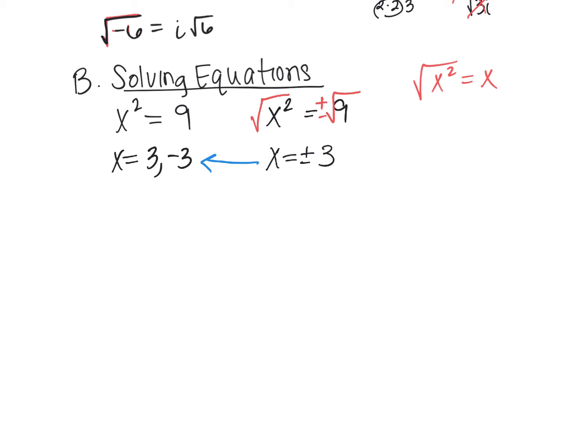Questions so far? No? All right, so let's look at a more complicated equation. 4x squared minus 31 equals 49.